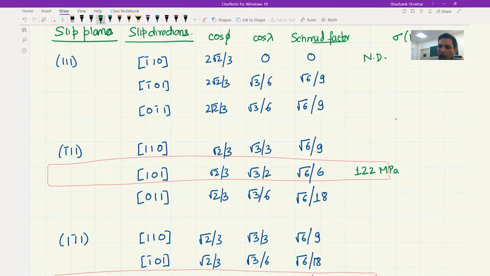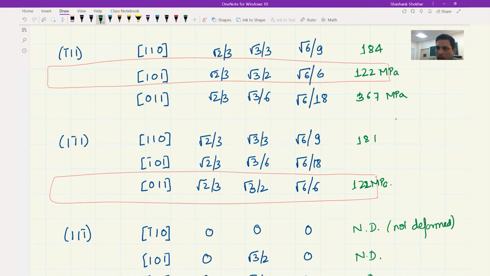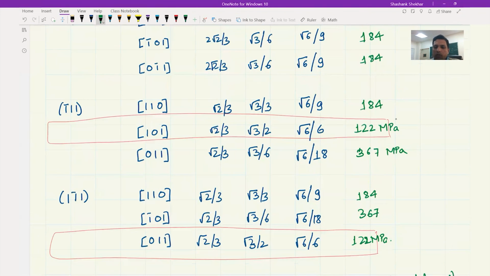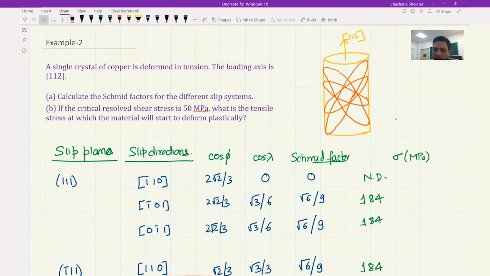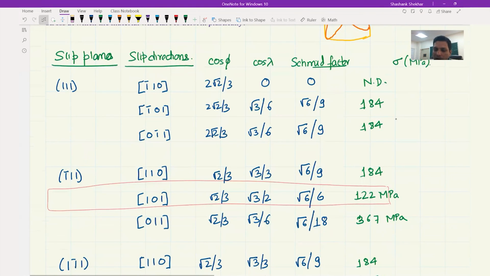So this one is non-deformable, and just for the sake of comparison, even though it is not required here, I will put the values of how much stress would be required for dislocation to move in this slip system. You would see that it will come out to 184, and this Schmid factor value is very low, 367. So these two have the lowest amount of tensile stress required for dislocations to move. So for this particular orientation, we have 4 different planes, and on the 4 different planes, we have again 3 different directions, and for that we get these different values.